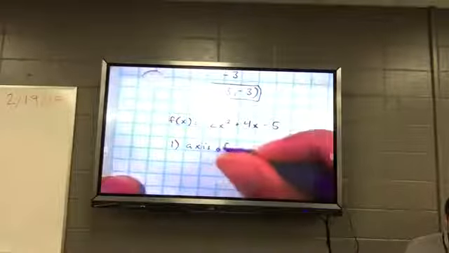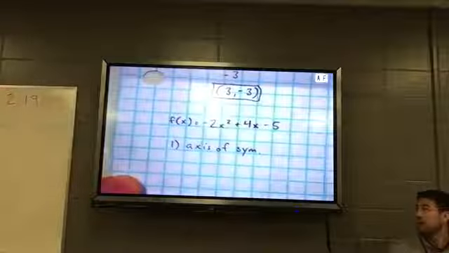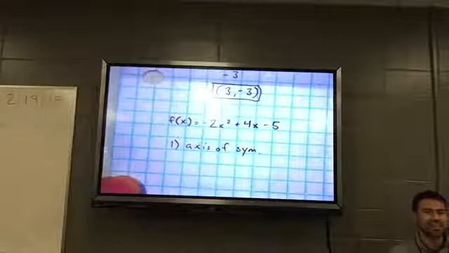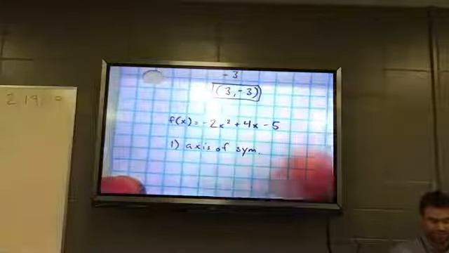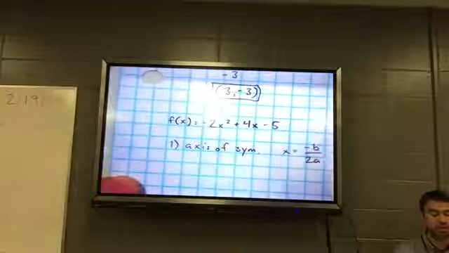I'm going to abbreviate here. Axis of symmetry. And who remembers what that little formula is? It's in your notes. Okay, Caroline? X equals negative b over 2a. Negative b over 2a. Good. You're just going to have to memorize it.